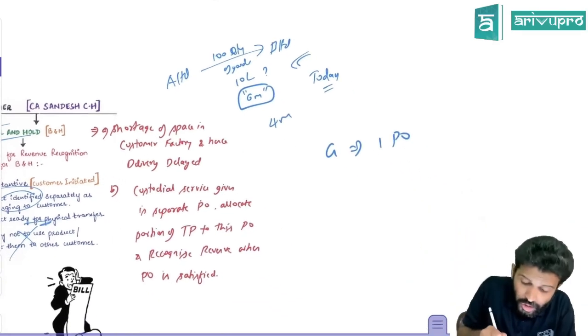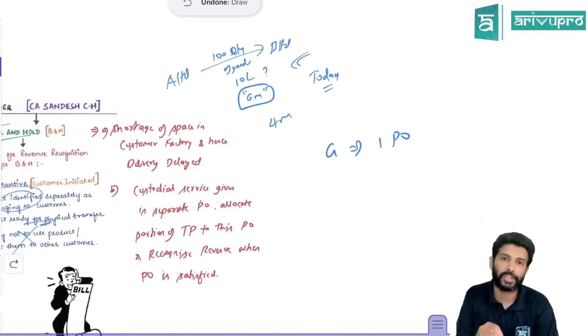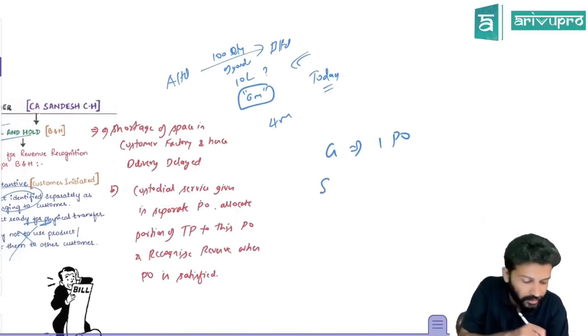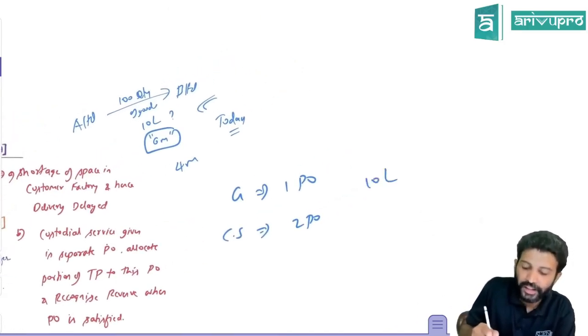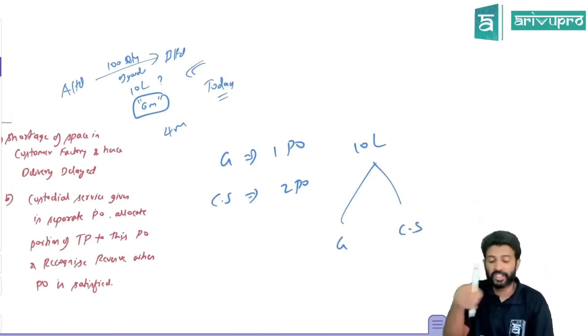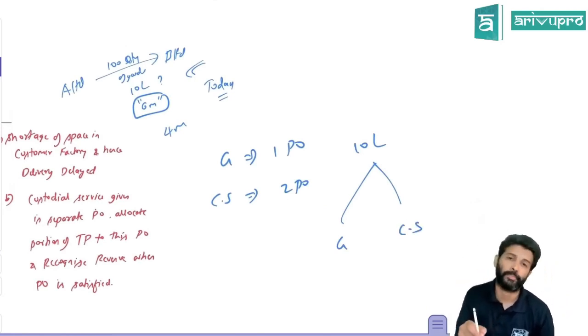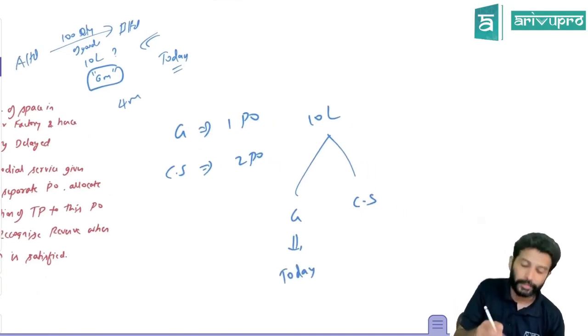Okay. So even the custodial service that you are giving, sir, represents a separate performance obligation. So if it's a separate one, here custodial service, I'll write it as CS. This is a second performance obligation. So if the transaction price is 10 lakh, this 10 lakh has to be allocated to goods also. Some portion has to be allocated to custodial service also. Goods ka revenue recognition, you can do it today only, provided that SIPO is satisfied.